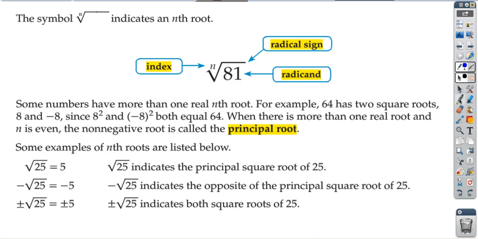Okay, here's just a little picture showing what each of these means. The number underneath the radical sign, by the way, this root sign is called a radical. It comes from the Latin word for root, which is radice. Radice is Latin for root. So the number under the root sign is called the radicand. And then this number here, the root that you're actually taking, is called the index. So if you're taking the square root, the index is 2. If you're taking the cube root, the index is 3.